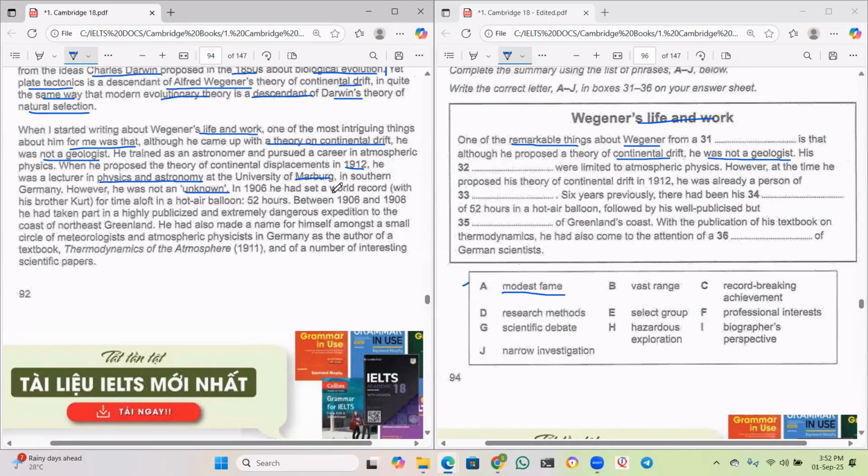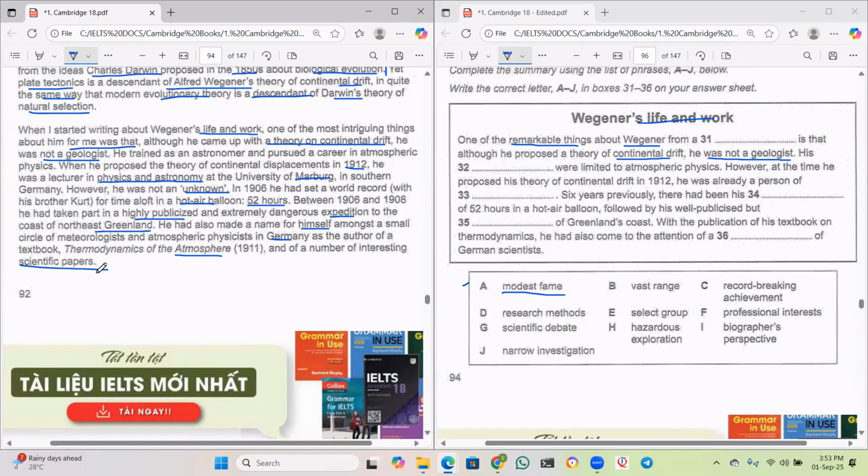In 1906, he had set a world record with his brother Kurt for time aloft in a hot air balloon, 52 hours. Between 1906 and 1908, he had taken part in a highly publicized and extremely dangerous expedition to the coast of northeast Greenland. He had also made a name for himself amongst a small circle of meteorologists and astronomical physicists in Germany as the author of the textbook Thermodynamics of the Atmosphere and of a number of interesting scientific papers.